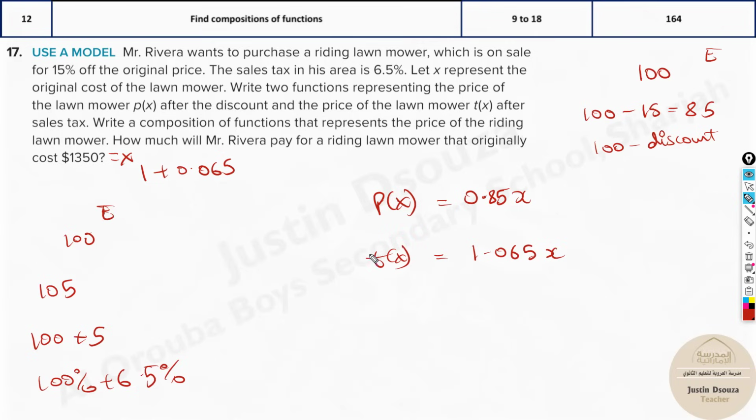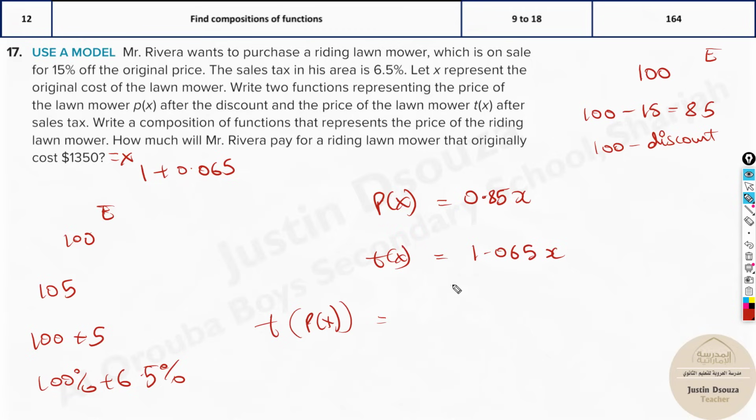Now here what happens is you need to find what exactly? Write a composition of functions that represents the price of the riding lawnmower. Okay. Now this one is the discount, right? Discount will be composed with the tax, in the sense tax composed of price. Whatever you buy, for that tax will be added, isn't it? So this is the thing.